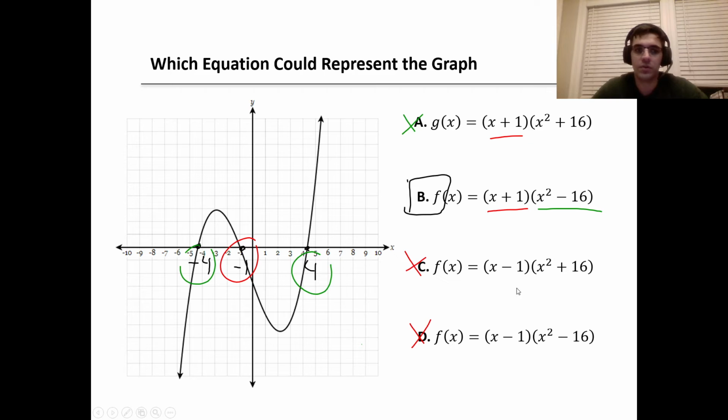For this one, our graph is a little cattywampus on us, but if we say the roots here are -4, -1, and +4, then I'm looking for x plus 1 as one of my factors. So either a or b has x plus 1. Then because of the x squared minus 16, that would produce roots of positive and -4. So B would be the correct answer for this one.